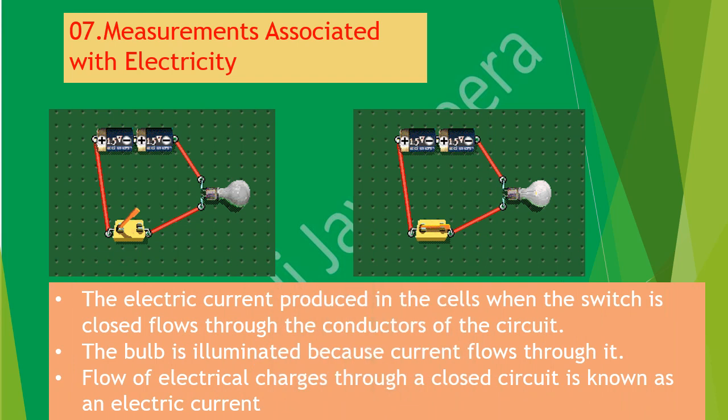The electric current produced in the cells when the switch is closed flows through the conductors of the circuit. The bulb is illuminated because current flows through it. Flow of electrical charges through a closed circuit is known as an electric current.